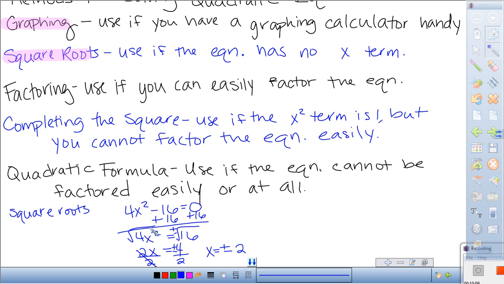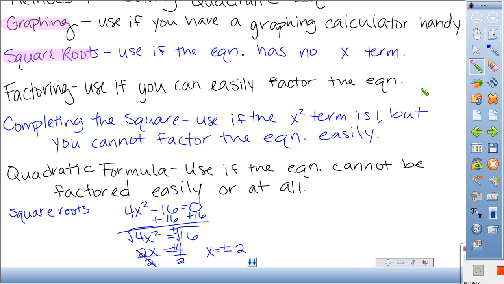So that's what they're talking about when using square roots. You use it when it has no x term. Like this one, it didn't have an x term, so you can use square roots, meaning solve for x. Take the square root of x squared, and you'll end up with just x. Just make sure you have this plus or minus, because 4 times 4 is 16, but also negative 4 times negative 4 is 16.